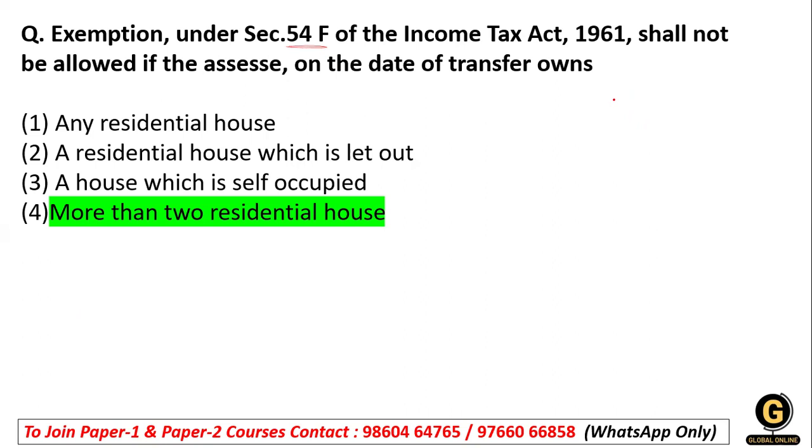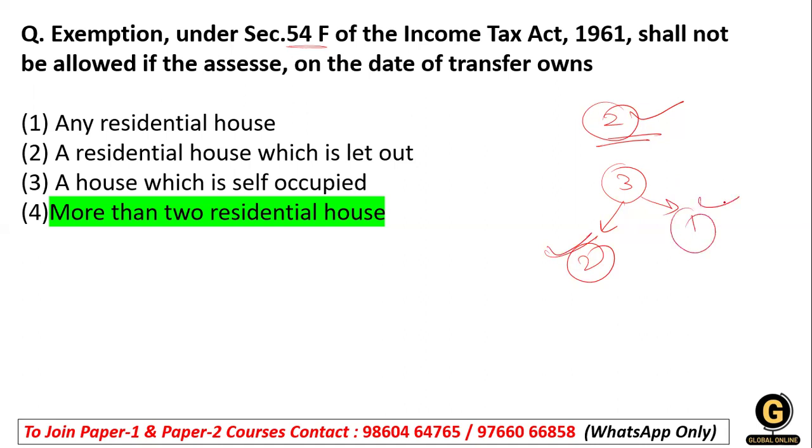There is a limit given in the new amendment, that is, two residential houses are allowed. If suppose he has three residential houses, then two residential houses are counted under the capital gain and are exempted, and the one comes under capital gain and it is taxable.